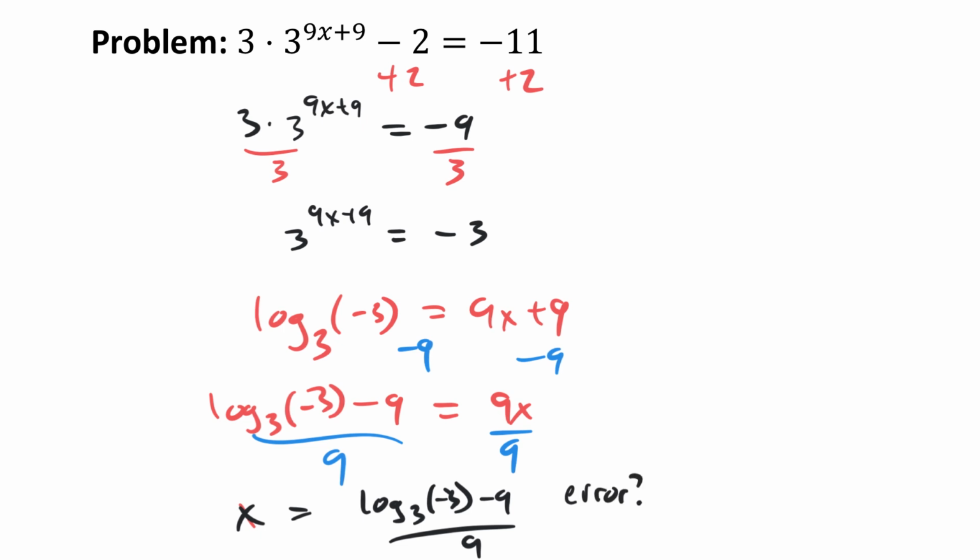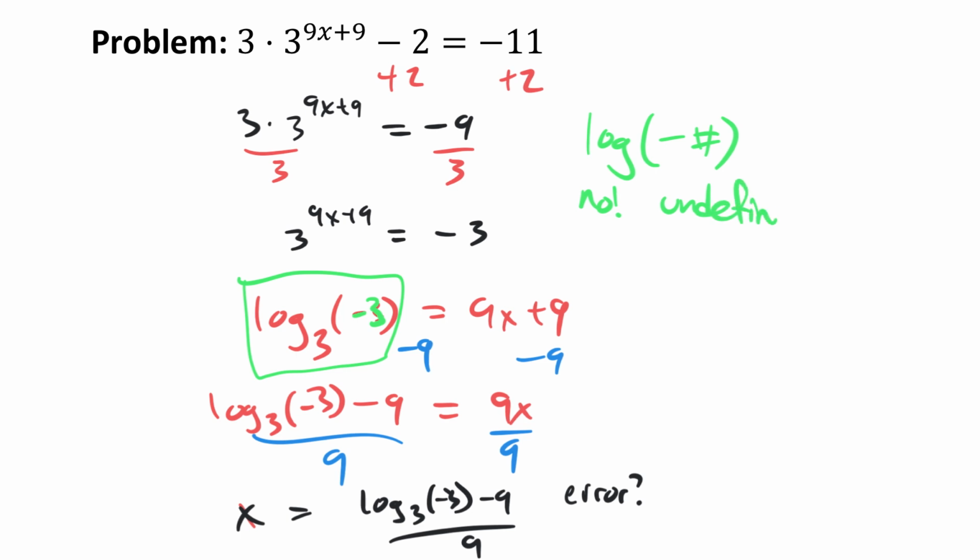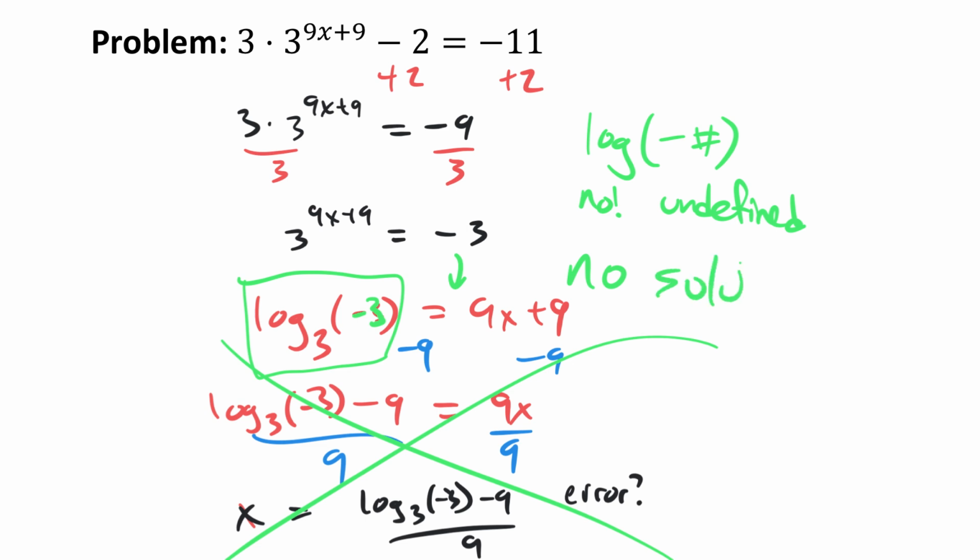Well, you might have realized earlier at this step right here, we have a negative 3 inside that log. Is that allowed? Can we take the log of a negative number? Is that legit? No, it is not. This is undefined. And so right at this step, because we tried to convert to log form but we got a negative number, we should have crossed off the rest of this. We should have said no solution. The answer is no solution. You cannot take the log of a negative number. As soon as you try to, you just stop the problem and you say no solution.